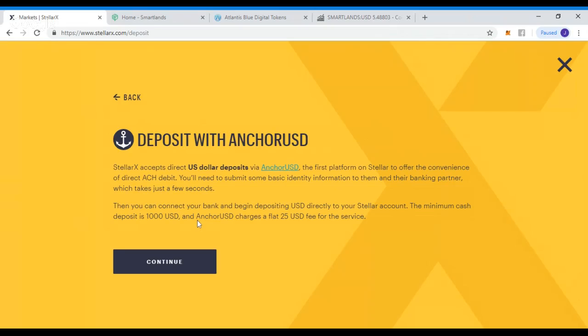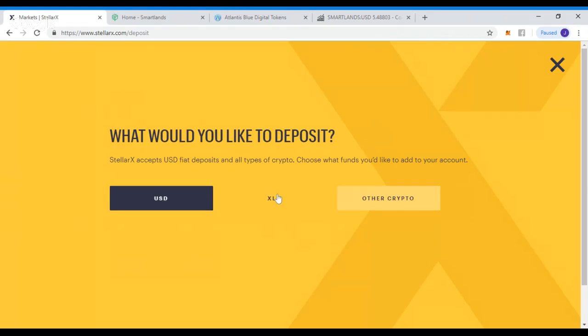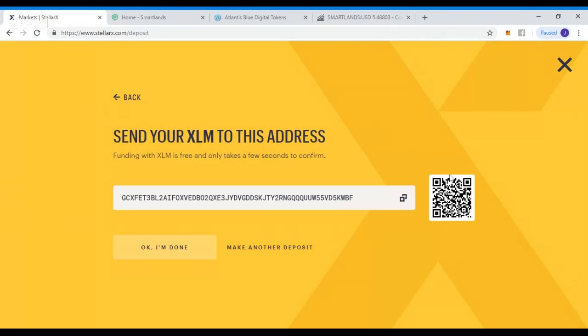Now, the only good thing about that, and this is for people in different tax brackets, Anchor USD charges a flat $25 USD fee for the service. That right there is key for anyone that's coming by way of anywhere over $1,000. $25, no matter how big the transaction. So that's key. For those that want to send XLM, you would come here. You can either scan the QR code if you're sending from a mobile device, or you can copy and paste.